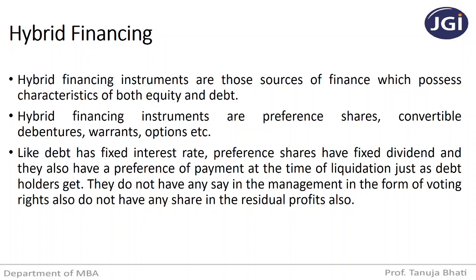So like a debt has a fixed rate of interest, okay, and the preference shareholders have a fixed dividend. So a combination, and they also have a preference at the time of liquidation, just as a debt holder gets, and they do not have voting rights. So just a combination of the debt as well as equity, a combination of both, is nothing but hybrid financing.